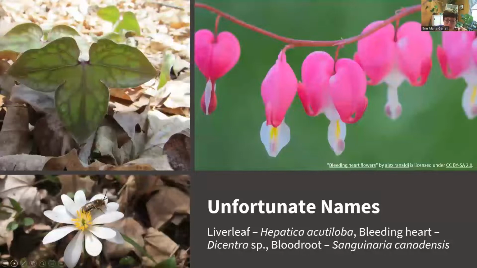Some other unfortunate common names: liverleaf. It makes sense because it has 3 lobes, getting closer to what a lobed liver looks like. Bleeding hearts, I never liked that name. When you stop and think about it, it doesn't really sound that pleasant. And then bloodroot. If you've ever planted bloodroot before, you've had a reason to be digging it up and had permission to dig it up. The root really is bright red. And I'm kicking myself because I was planting some this year and didn't take my camera out and take a picture of the red root, but it is very bright red and beautiful to see if you ever get the chance.